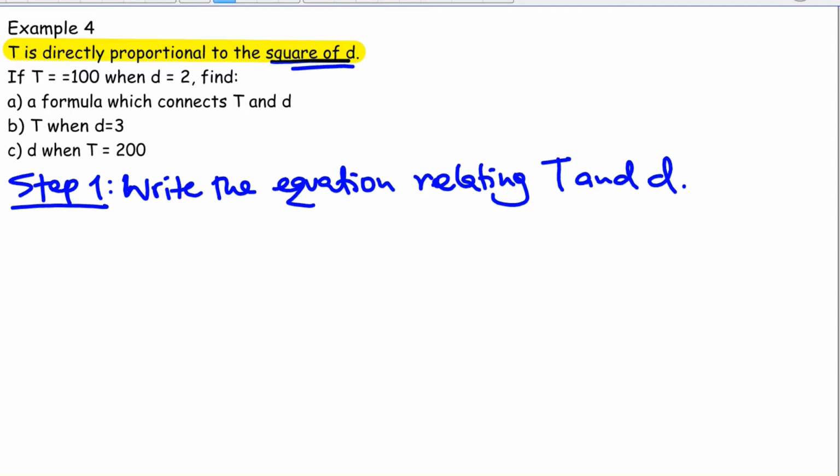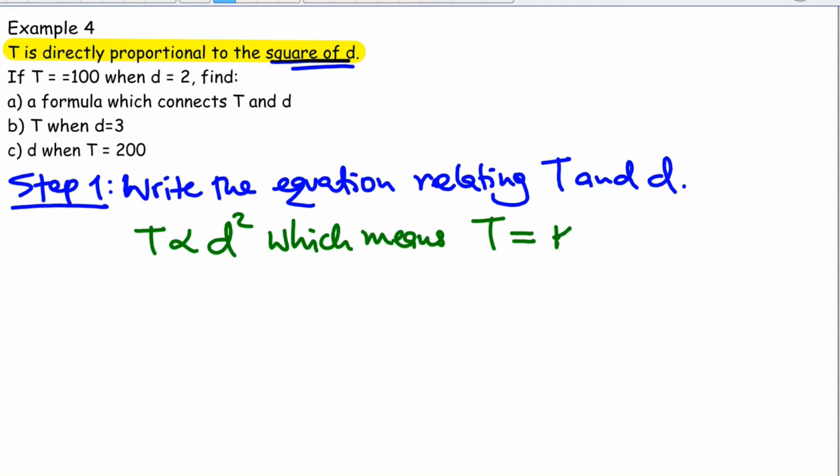So, t is directly proportional to the square of d, which means t is equal to k multiplied by d squared. If t is proportional to d squared, there has to be a constant k that connects these. So t is equal to k multiplied by d squared, and we'll soon find out what k is.